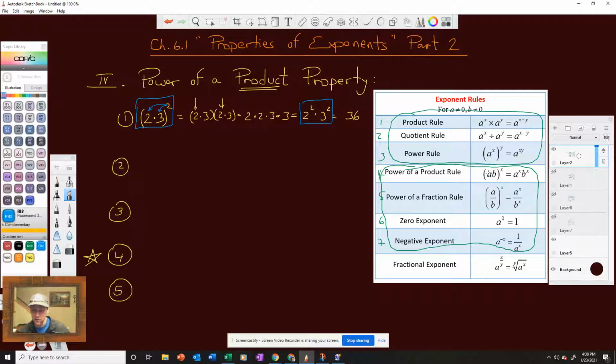If you look at the property over here, you can see that ab to the x equals a to the x times b to the x. Because a and b are together in the parentheses, this exponent, x, applies to both of them. So let's see how that actually applies.